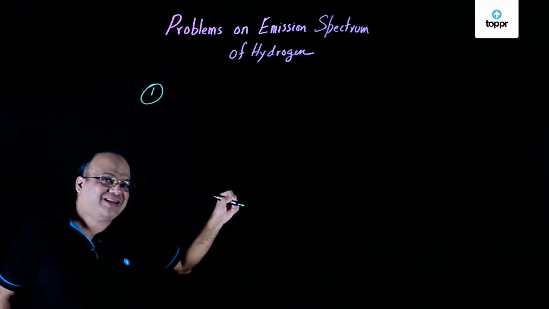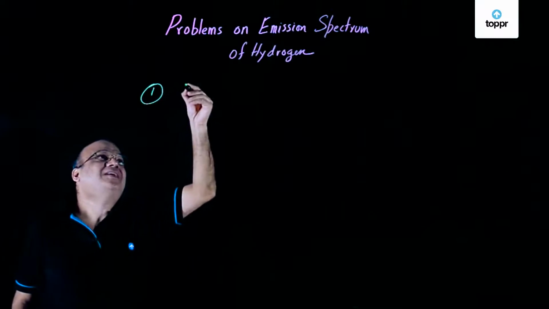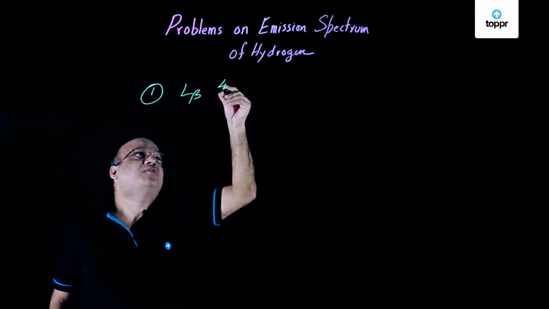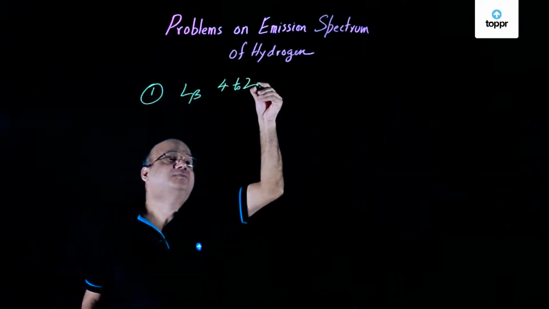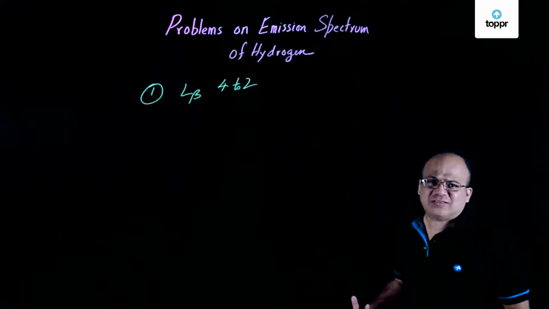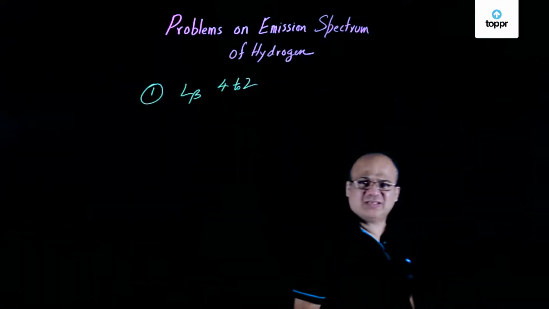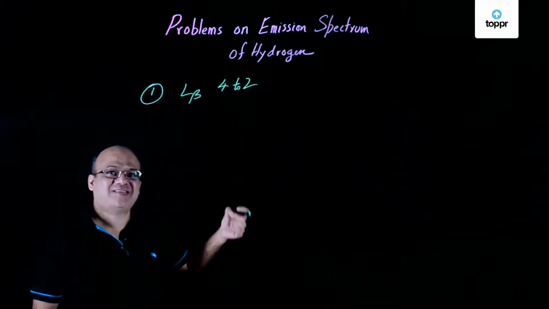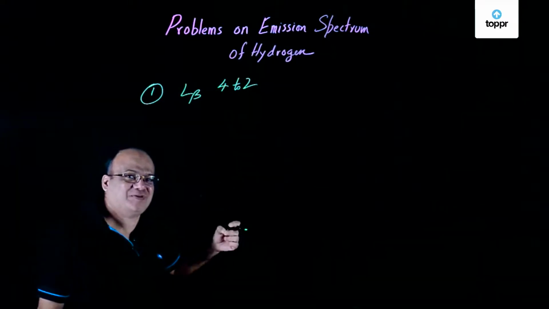So this is nothing but the beta line jumping from 4 to 2. And they are asking us to find wavelength and frequency. Once we find wavelength, we know frequency, because C equals f lambda.